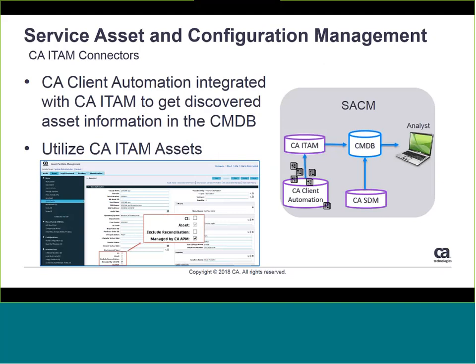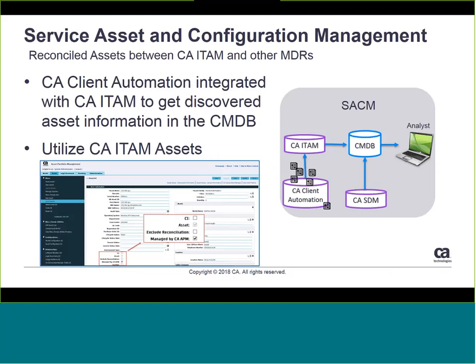CA Client Automation, which I've mentioned, is a discovery tool. It'll go out and discover what's on different laptops or servers in the environment, and it can be integrated with ITAM so that we're pulling that information in and making it accessible in the CMDB.